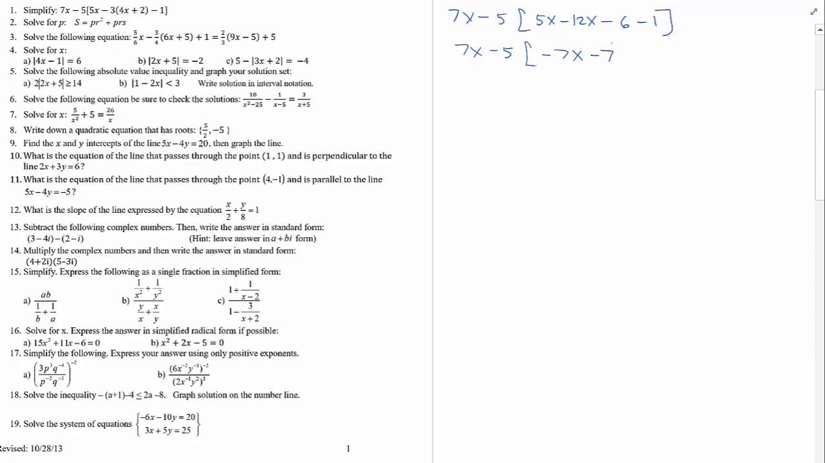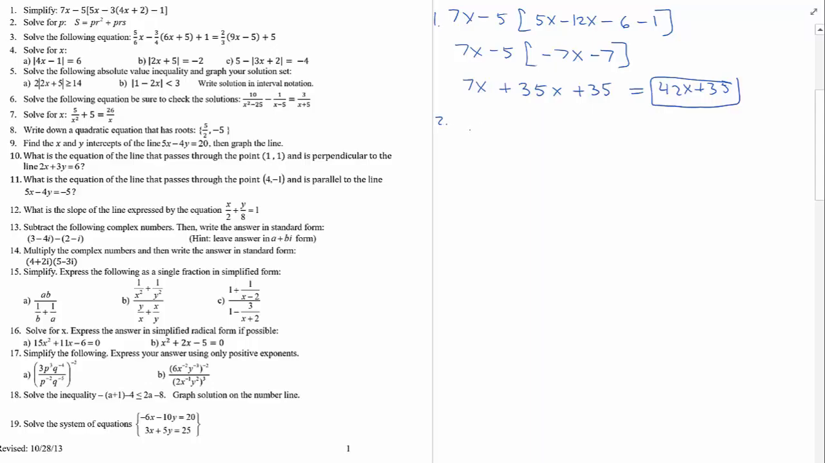Negative 7. Distribute, and then what do you get? 35x, right? Plus 35. We combine like terms, and we get what? You good? Perfect. Okay, so we're done. 42x plus 35 is the final answer. Okay, next one is the formula.